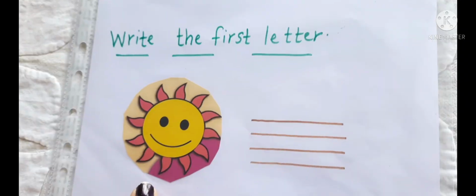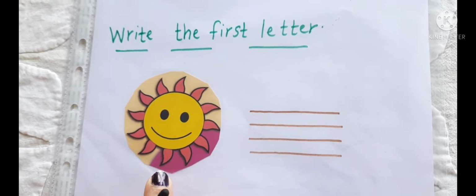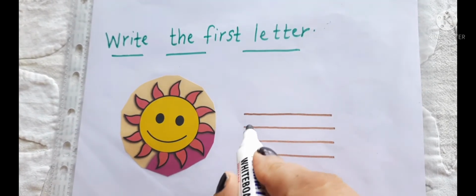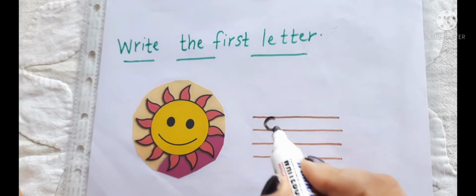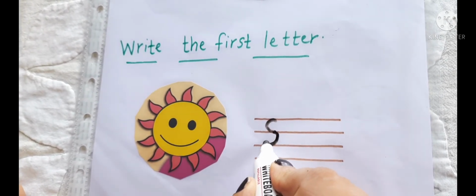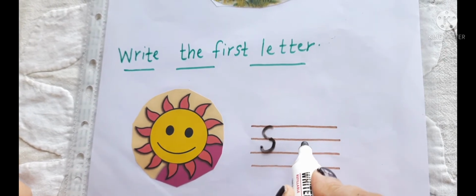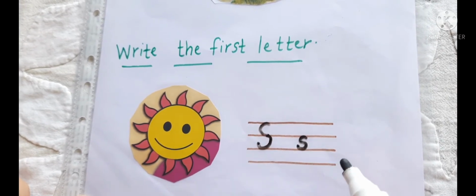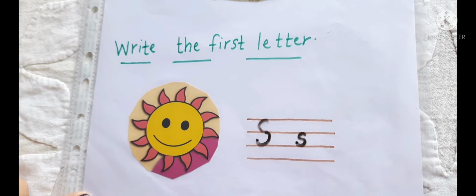Write the first letter. Can you identify this figure? Can you tell me? Yes, sun. Write the first letter. Yes, S for sun. Starting from the top, swing to the left and make a left curve, and swing to the right and make a right curve. Small letter s, starting from the middle line, swing to the left, swing to the right. Can you identify this letter? Yes, S, S for sun.